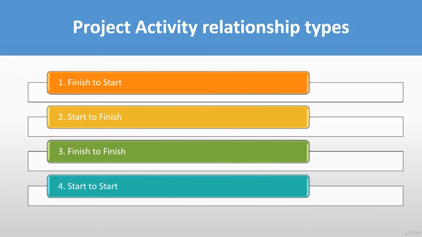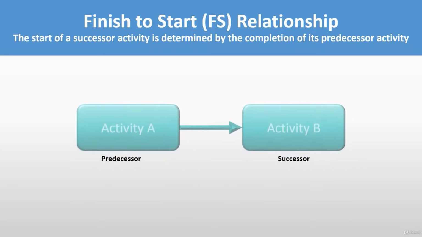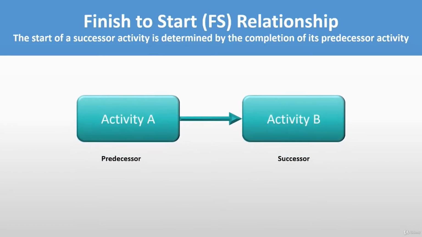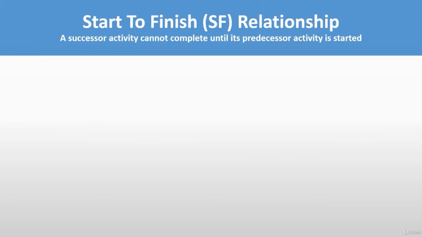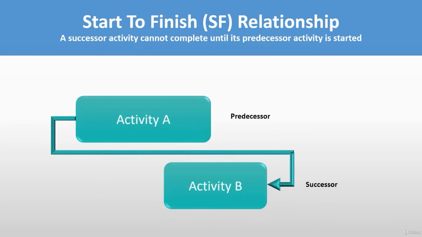finish to finish, and start to start. In a finish to start relationship, the start of a successor activity is determined by the completion of its predecessor activity. That means the successor activity cannot be started unless the predecessor activity is finished. In a start to finish relationship, a successor activity cannot complete until its predecessor activity is started.